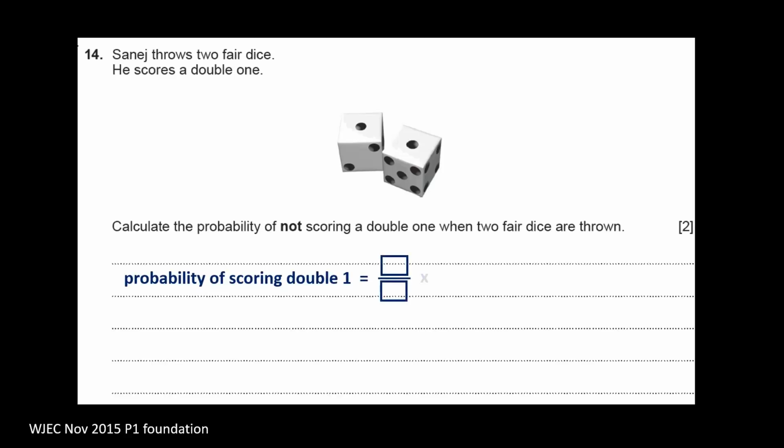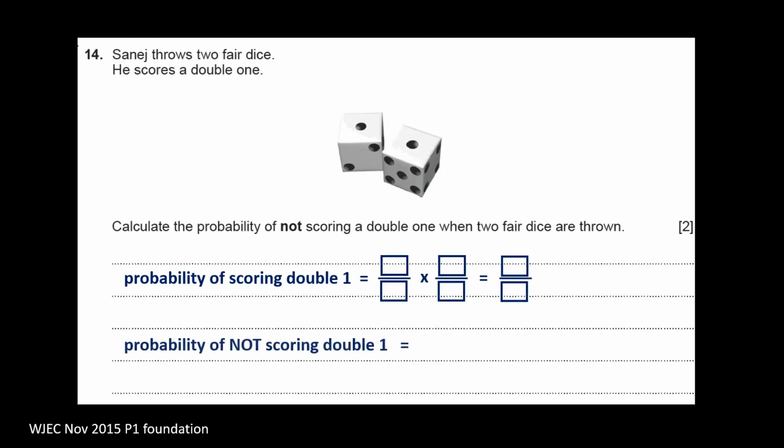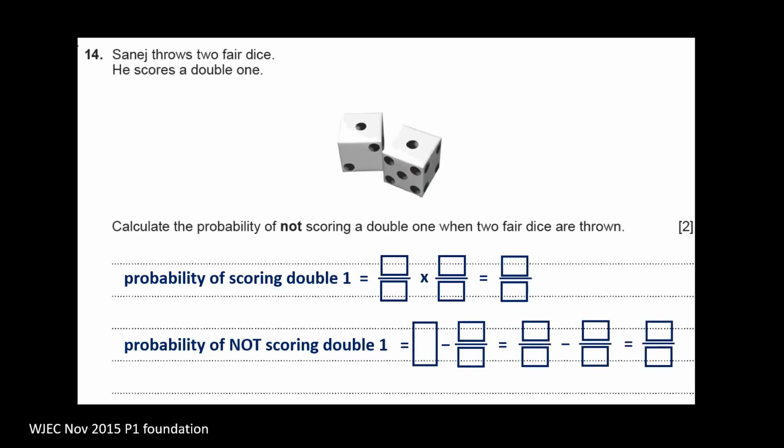The probability of scoring a double 1 is, there are some fractions to fill in there, so therefore the probability of not scoring a double 1 is something take away something, which is that. Okay, so press pause, see if you can fill in the gaps. Okay, let's have a look then.